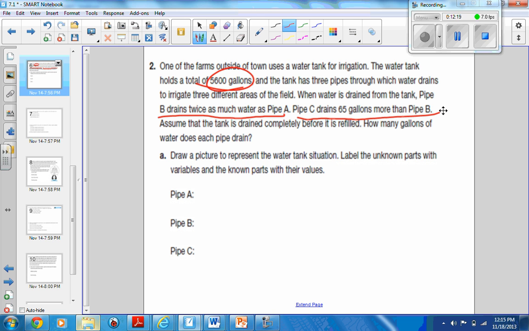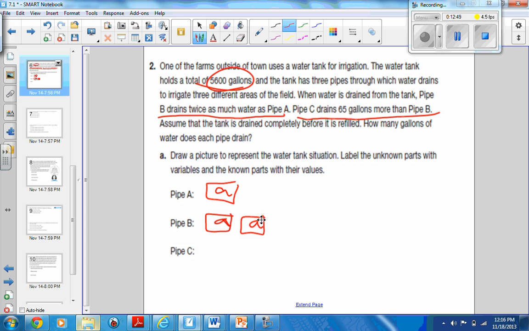All right, so see if you can come up with the picture on your own, and then start the video when you're done. If you read it through, it said pipe B drains twice as much as pipe A. So we're going to do a box if it is twice as much as A. So A is some box. We're going to just label it A. You can label it whatever variable you want. And B was twice as much, so it's going to be two of those A's.